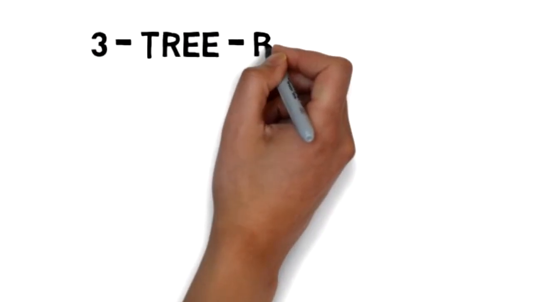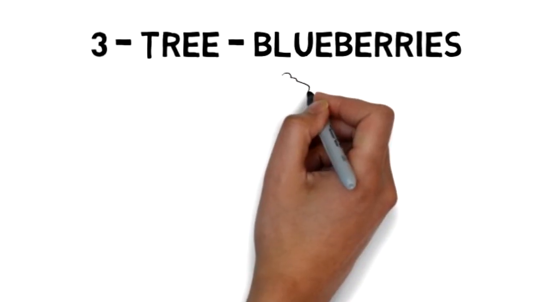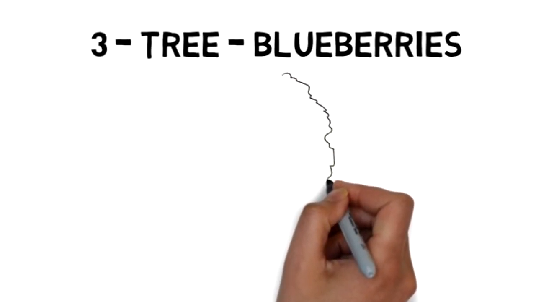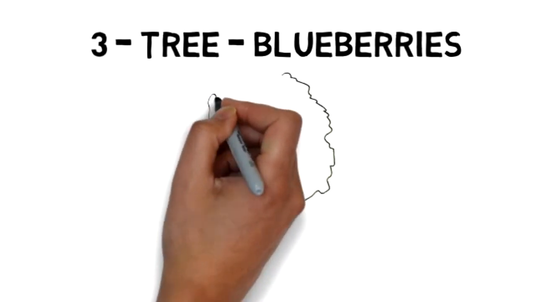So number 3, a tree. Now, you could think, instead of an orange tree, you could have a big blueberry tree. Now, make it big, make it large. The blueberries could even be the size of pumpkins, so it can be a tree heaving with blueberries.